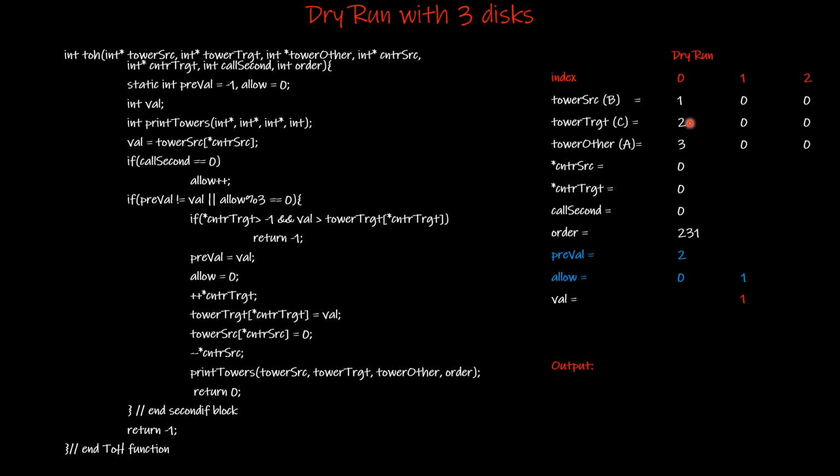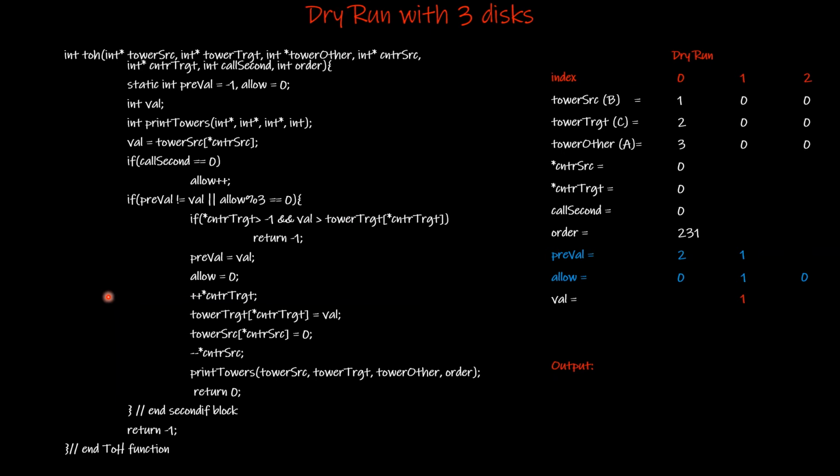We are checking for a condition whether val, which is currently 1, is greater than the target location's 1 position below, and that has value 2. So this condition is false. This value is 1, this value is 2, and therefore the condition is false, and therefore we skip this statement and we come to this statement. Okay, so this statement is executed. Pre-val is assigned value of val, so pre-val becomes 1, value is set to 0. Okay, so allow becomes 0.